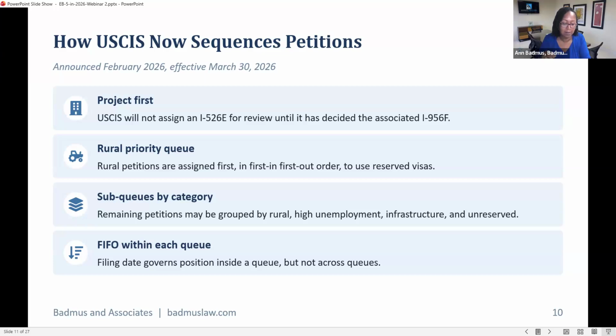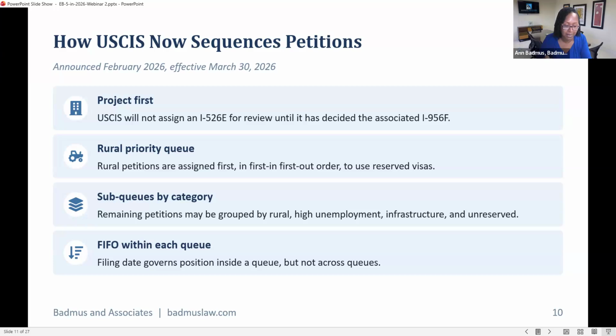Secondly, they have a rural priority queue. So that means petitions where the project is located in rural areas are assigned for review first, in first in, first out order. So as the rural applications come in, hopefully they will look at those who come in earlier rather than those that come in later, so that the agency can use the reserved rural visa numbers for each fiscal year, because there's a very specific carve out for those particular types of visas.